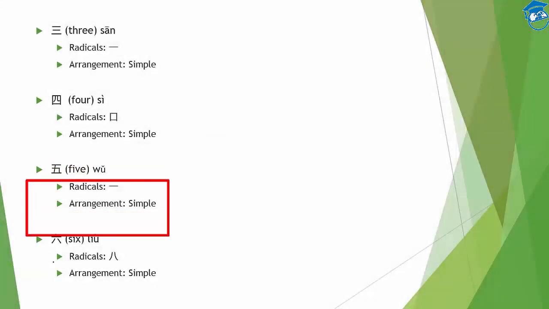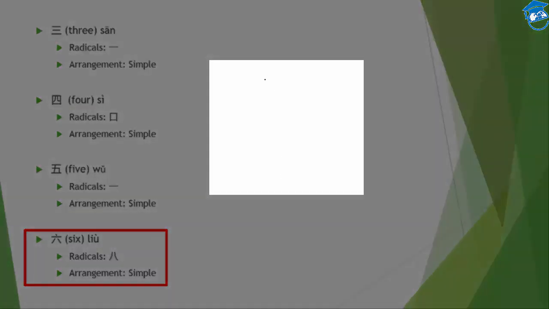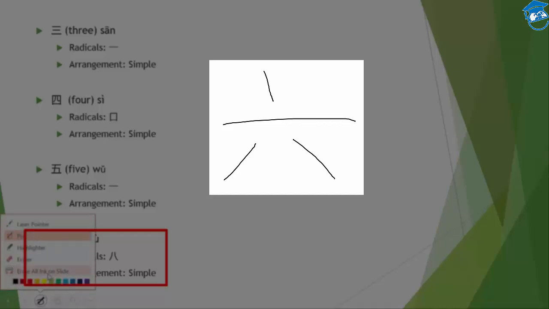Number 6 is 六. Okay, and the radical is what's at the bottom here, and the arrangement is simple. Okay, so here's how to write it. 1, 2, 3, 4. Okay, this is number 6.